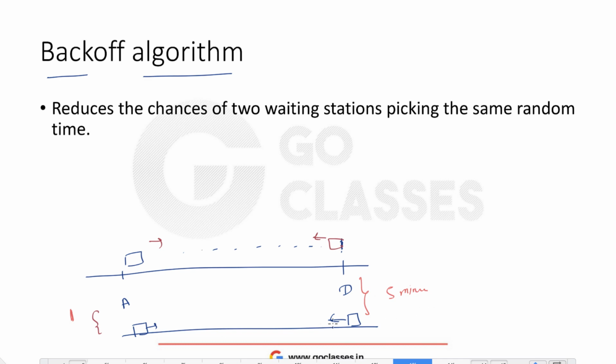But suppose we ask both of them to send the packet after 1 minute, then again there will be a collision, right? So the backoff algorithm reduces the chance of two stations colliding by picking some random amount of time. This is an algorithm which will pick some random amount of time for both of the stations, and this is how we will stop the collision. Basically we will reduce the chance of collision.